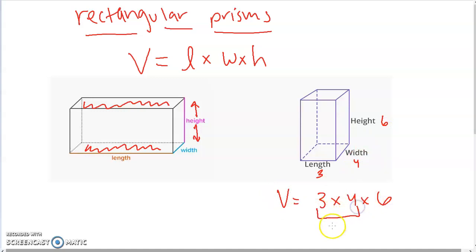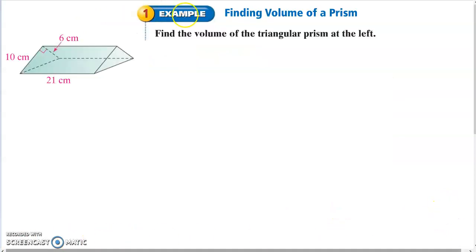3 times 4 is 12. 12 times 6 is 72. And we would have 72 inches cubed. Because if area is squared, volume is cubic. Let's go ahead and do two examples of finding volumes together.